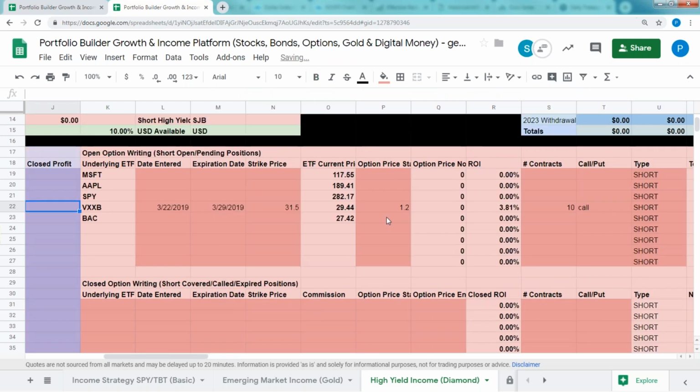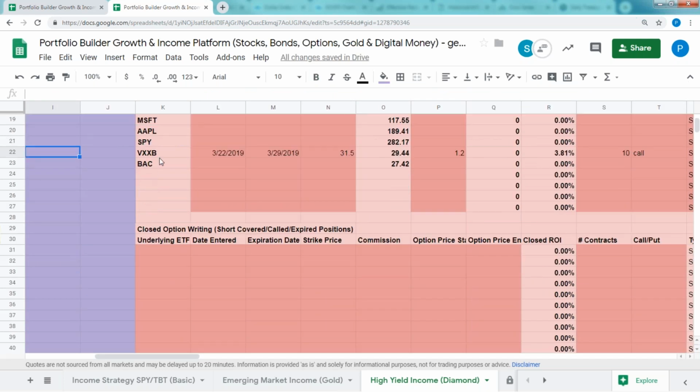Okay, now you're going to close that today, right? And roll it over. So let's do that. Actually, I'm just letting it expire. Okay, well, same difference. So it'll expire today. It's going to expire for 0, I presume.